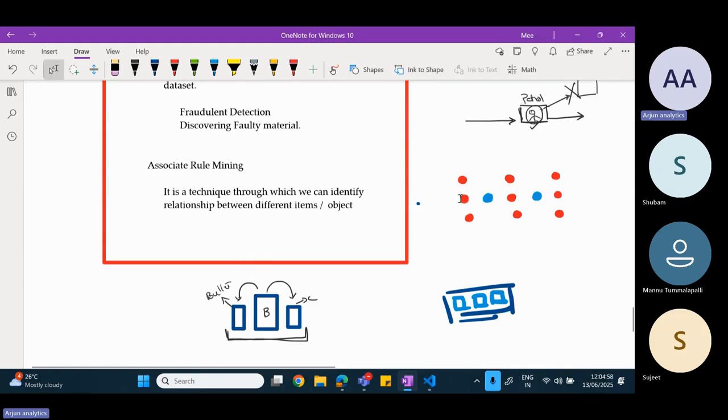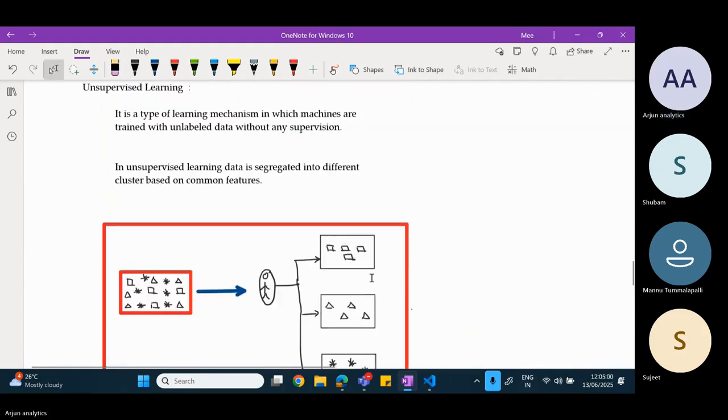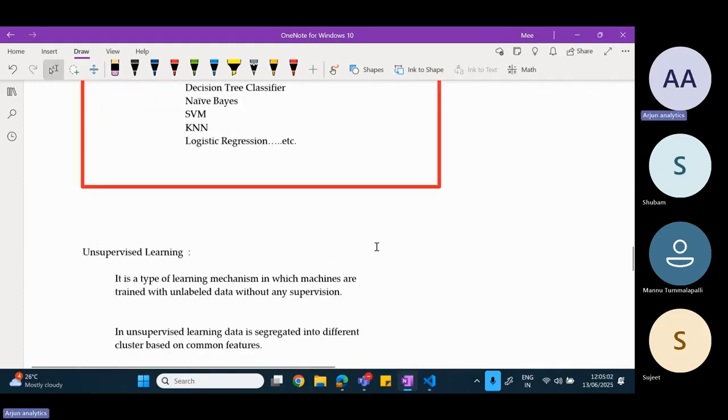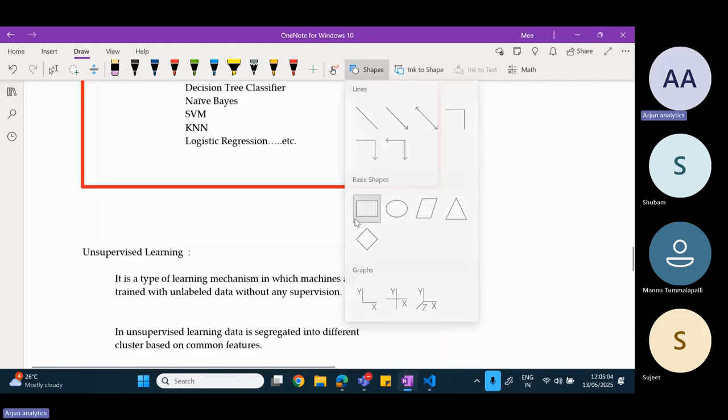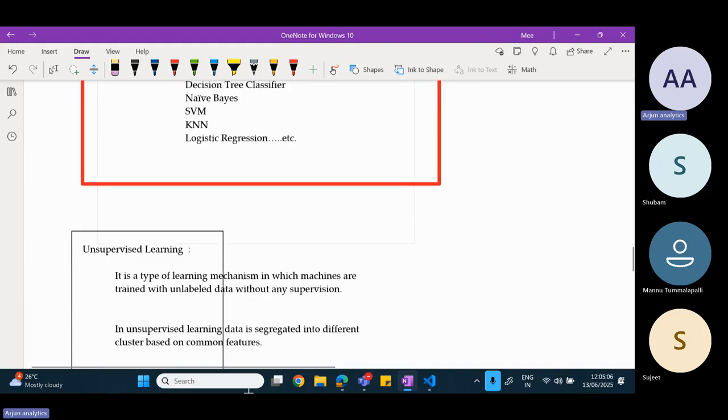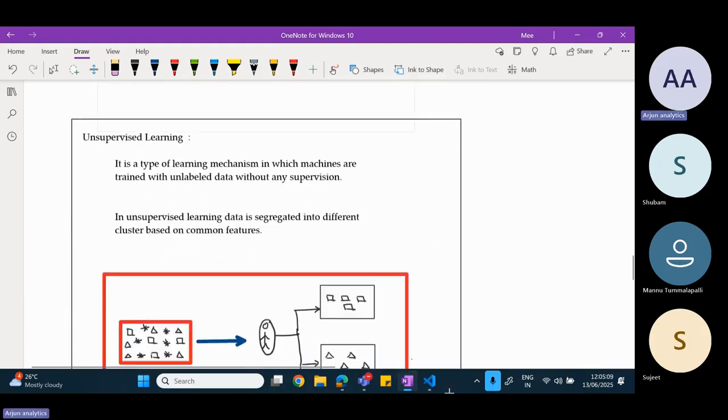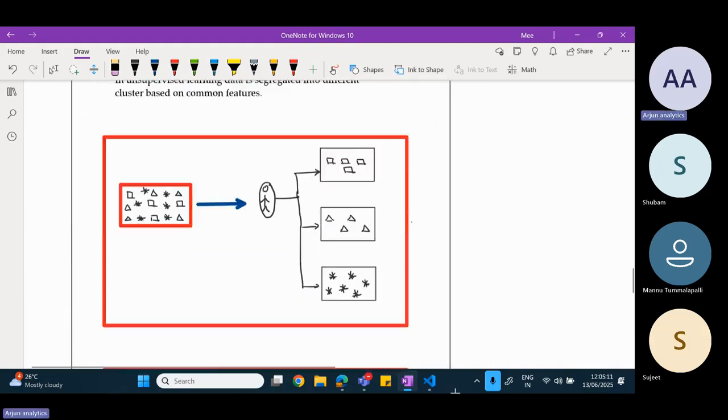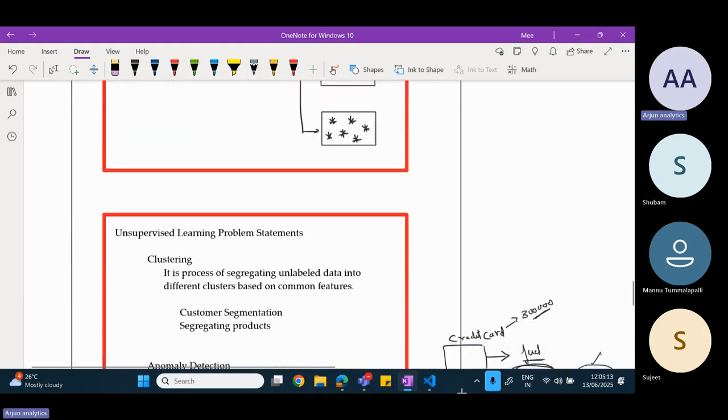These are what is called unsupervised learning. Under unsupervised learning, your deep learning will also be coming.